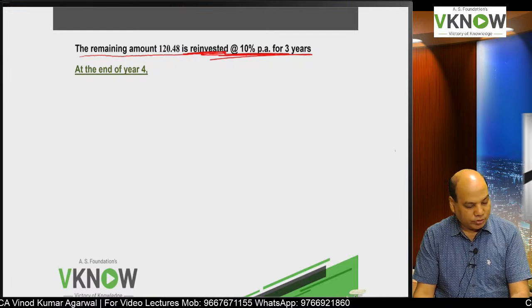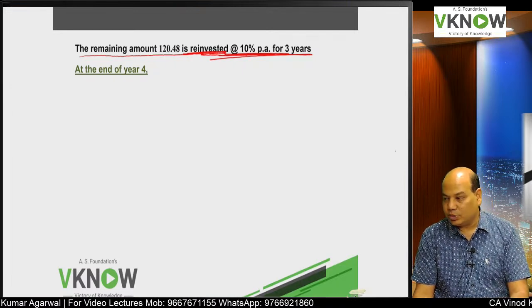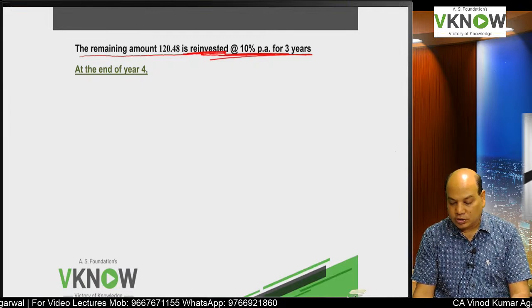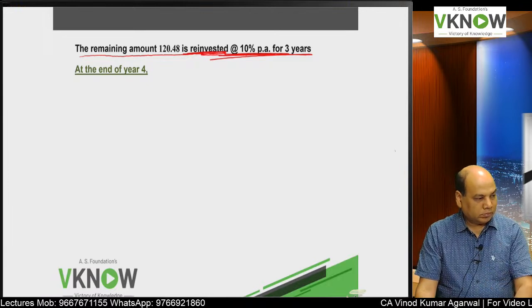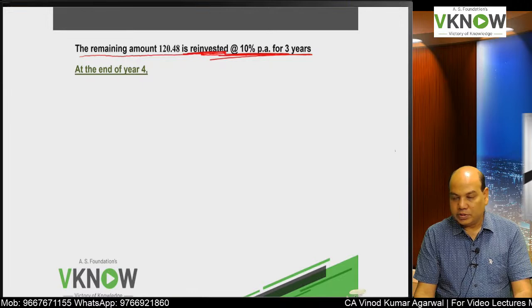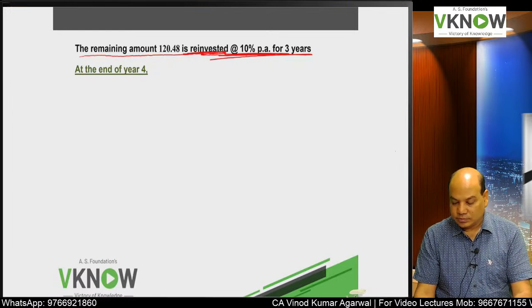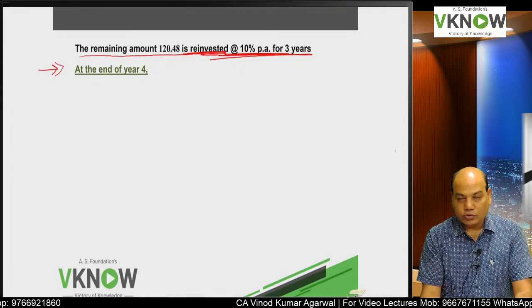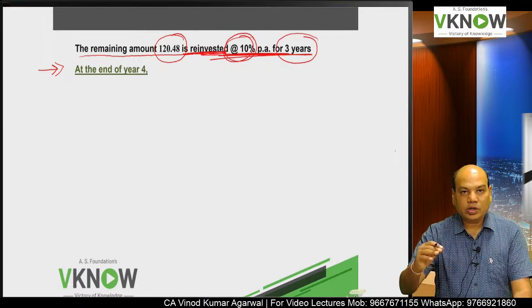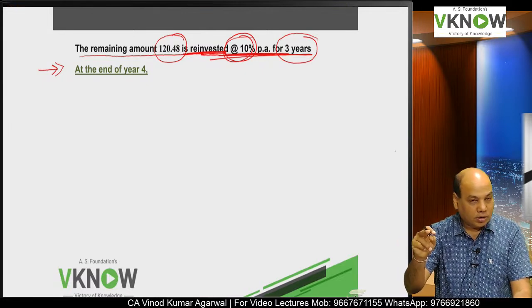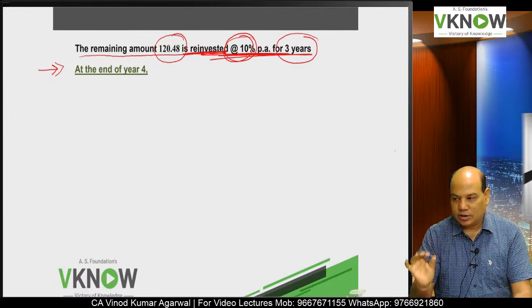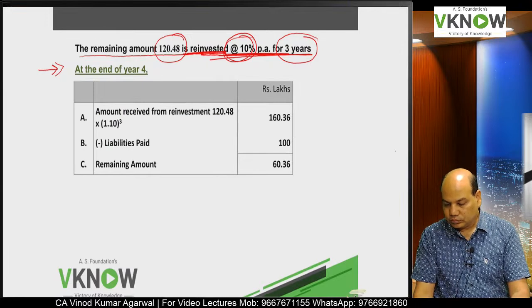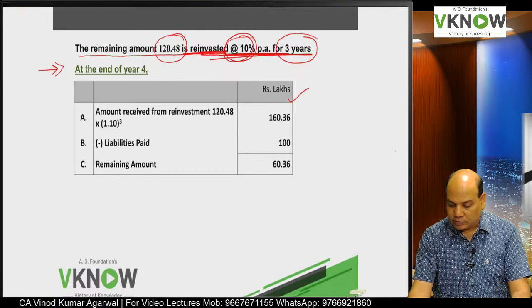So write the remaining amount 120.48 is reinvested at 10% per annum for 3 years. Now let us come to end of year 4. This amount at 10% interest rate after 3 years will become some amount. From that we will pay the liability of the 4th year, which is 100, and we will see how much surplus do we have. So please write right hand side rupees in lakhs.